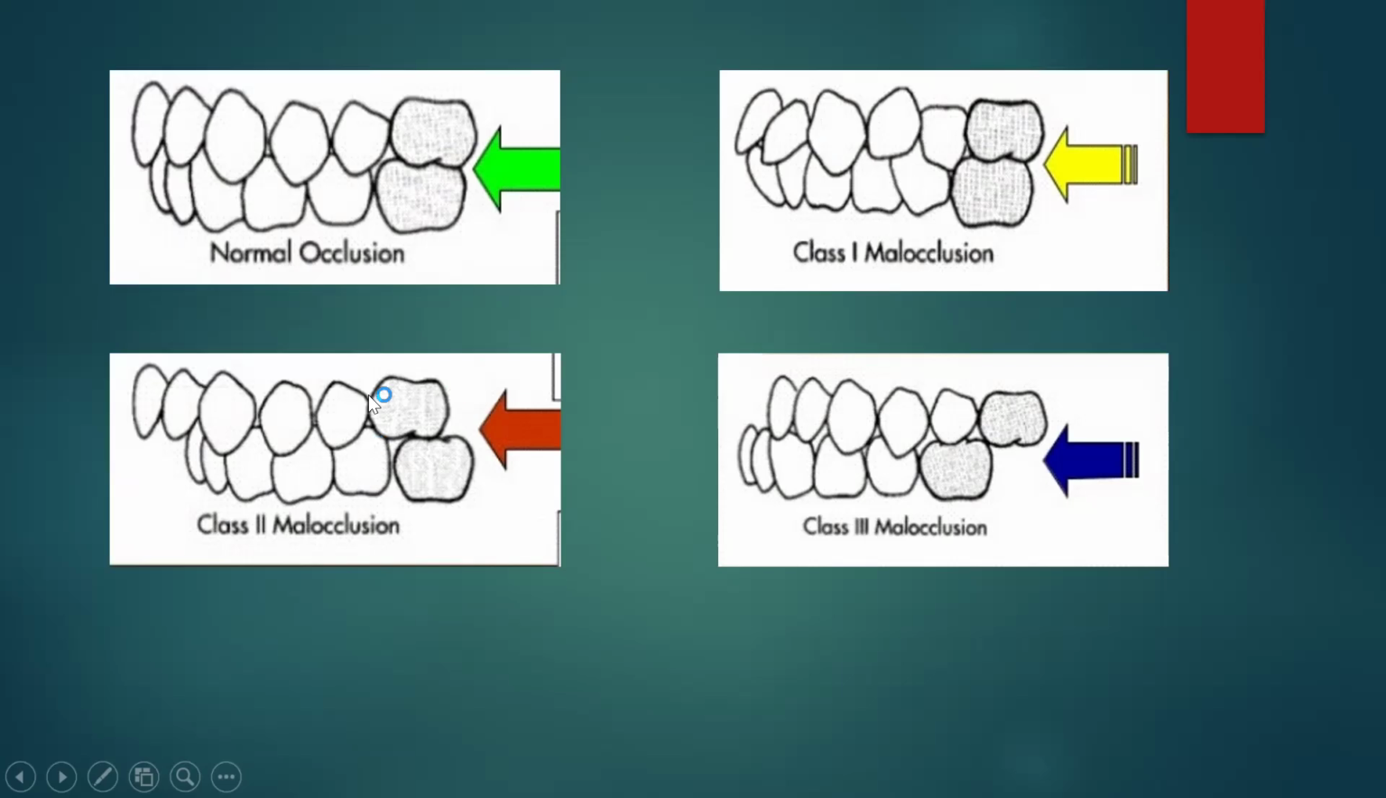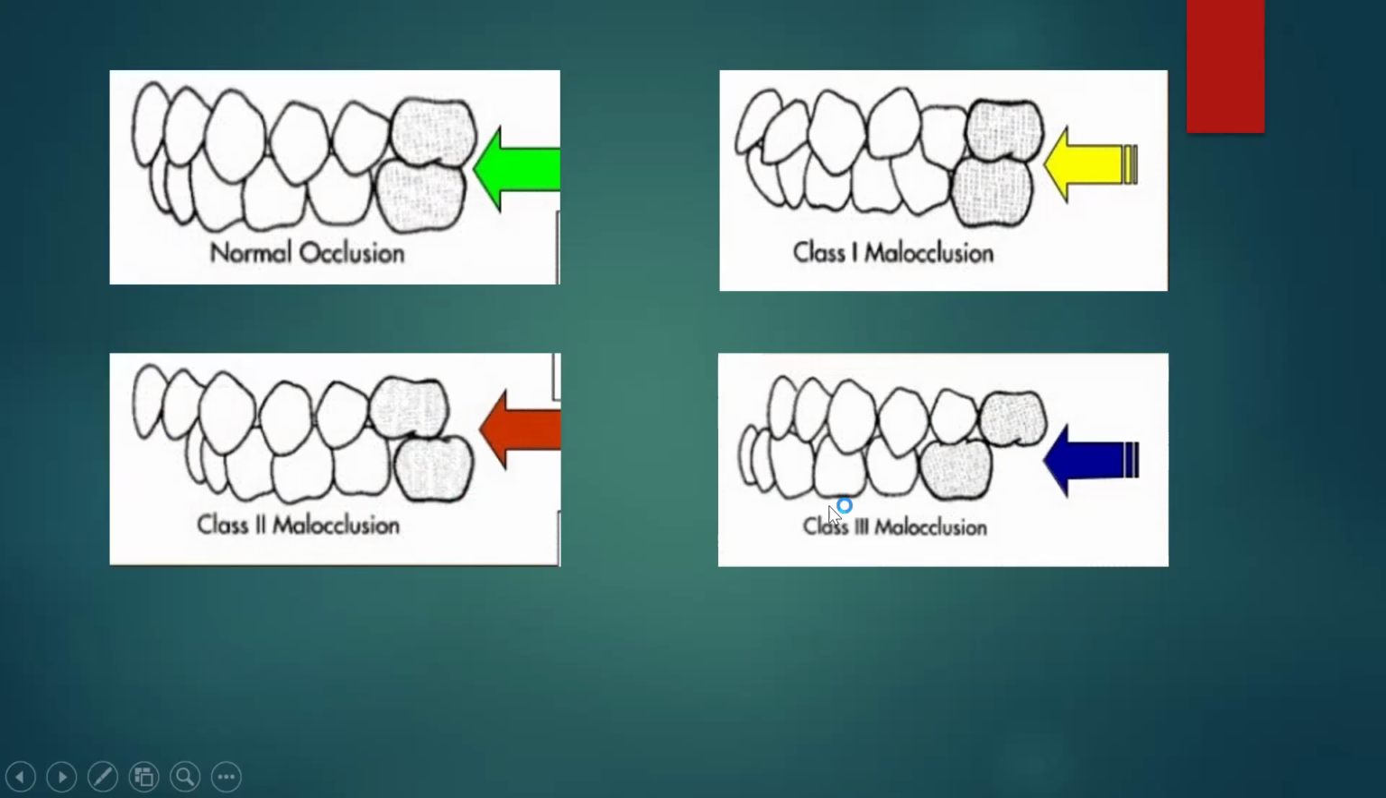In class 2, the distobuccal cusp of the upper first permanent molar will occlude with the buccal groove of the lower first permanent molar, and there will be derangement in line of occlusion. In class 3, the mesiobuccal cusp of the upper first permanent molar will occlude in the interdental region between the lower first and second molar, and there will be derangement in line of occlusion.